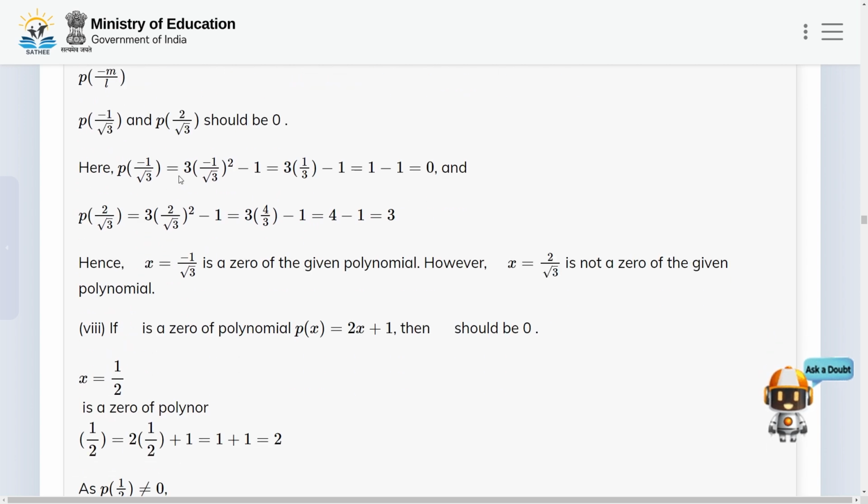So here p of minus 1 by root 3 is equal to 3 times minus 1 by root 3 whole square minus 1, and this is equal to 3 times 1 by 3 minus 1, and this is equal to 1 minus 1, and this is equal to 0.